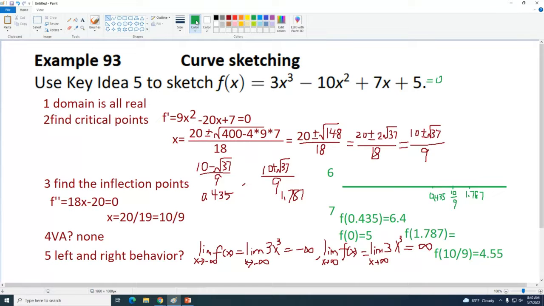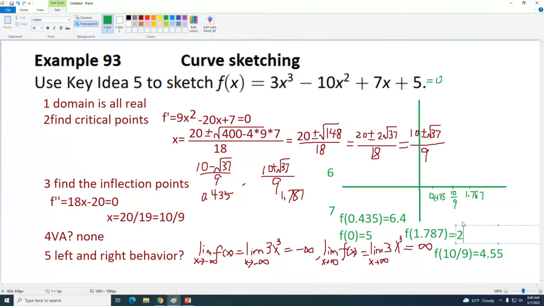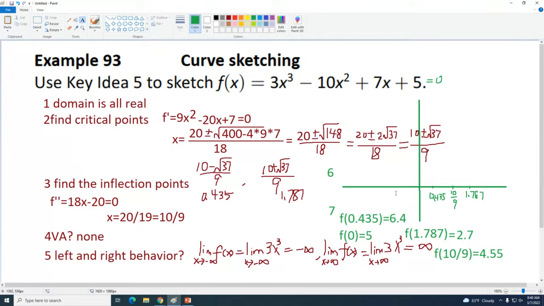I'm going to draw the y-axis. Okay, 1.787 is 2.7. 2.7. So with all these points, we can start briefly sketching it.